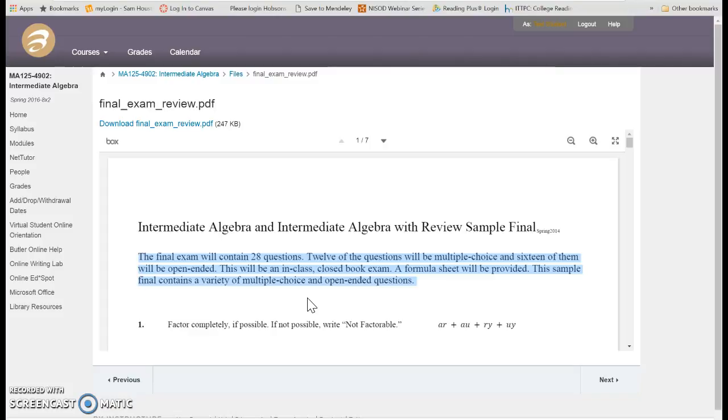This sample final contains a variety of multiple choice and open-ended questions. So there's more than 28 questions on this sample final, but your final that you take will have 28 questions. 12 of the questions will be multiple choice, and those will not be graded for any partial credit. They're right or wrong. Each one of those questions is worth 3 points. The 16 open-ended questions you can receive partial credit for. Each one of those are 4 points apiece.